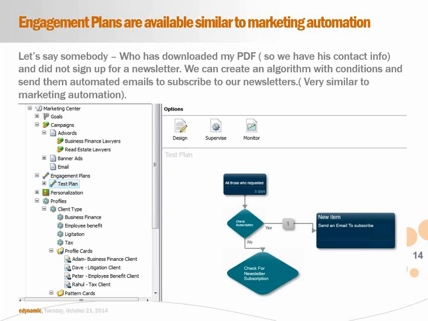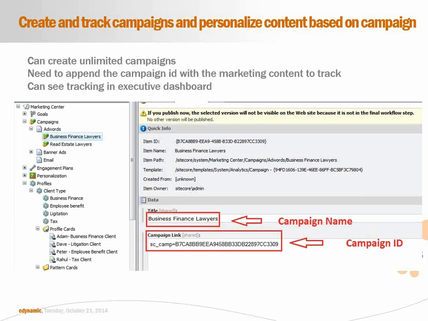So in these slides, we're talking about what all you can do in Marketing Center. So these are some screenshots which really help give you a clear understanding of where to look for what, for example, where you can set up goals, where you can do your campaigns. You can create unlimited campaigns. But don't forget to track your data. You need to append the campaign ID with the marketing content to track it. And then you can see the tracking in Executive Dashboard.